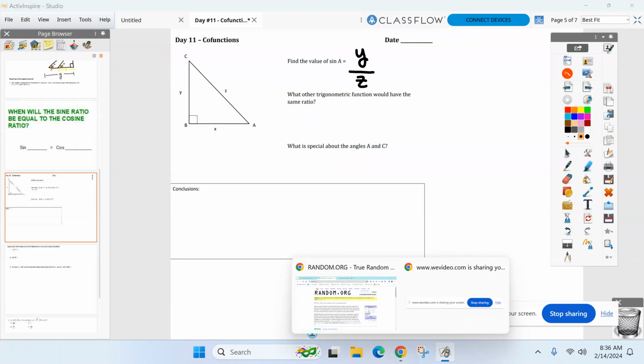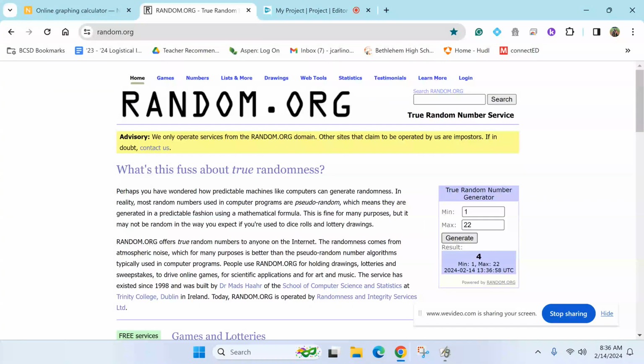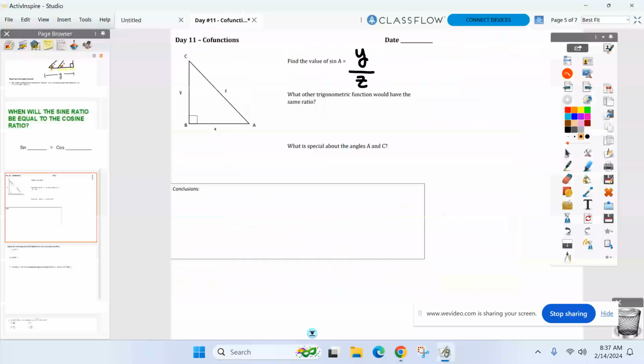All right, I think we got one here. Where are we going? Test, there you go. What else equals Y over Z? So cosine of this, sine of this. You got this.